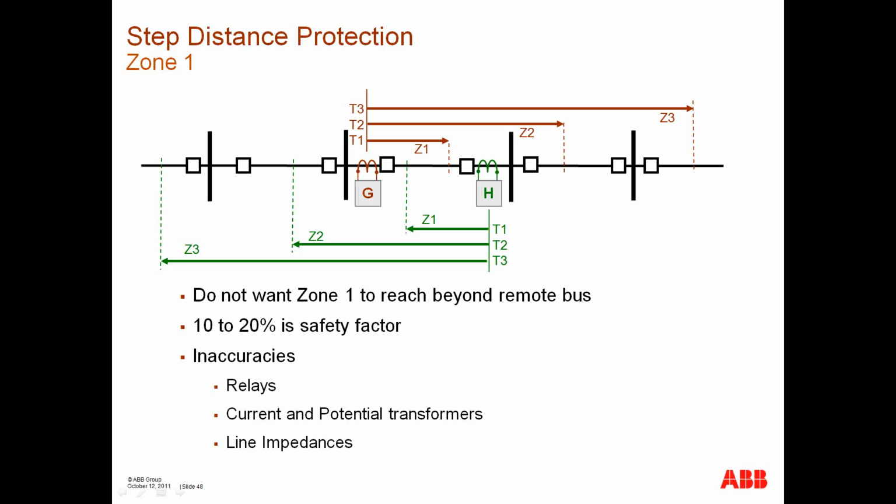You do not want Zone 1 to reach beyond the remote bus. 10 to 20% margin. Okay, and this is to address inaccuracies that may be in the relay measurement, the current and potential transformers, calculated line impedances, etc.